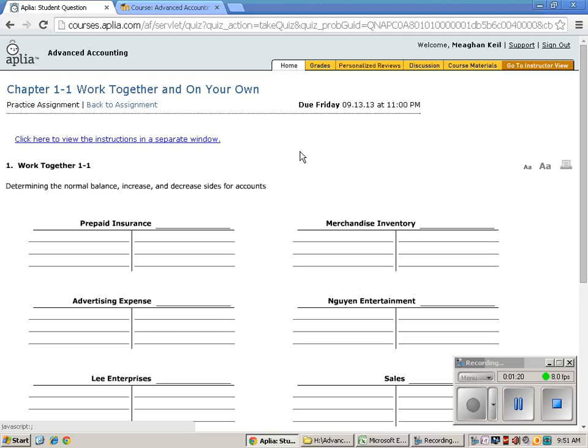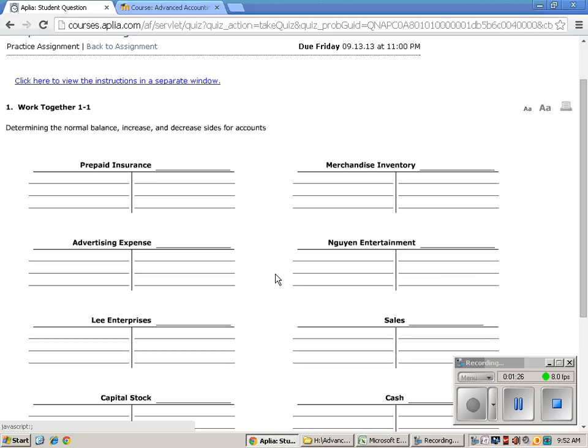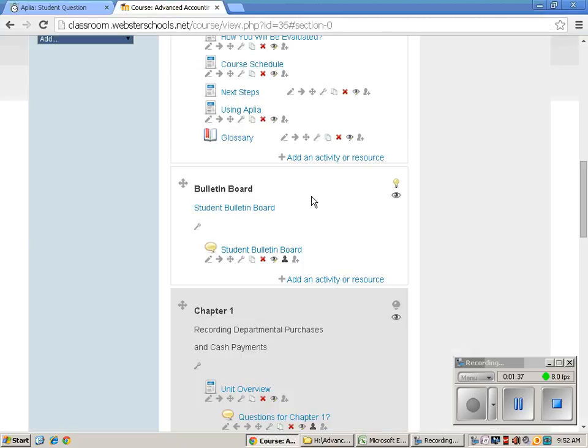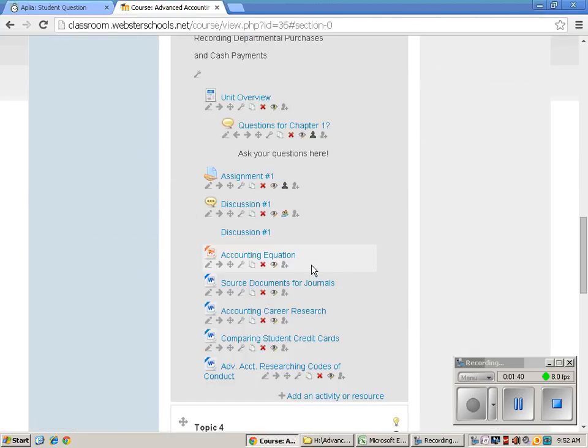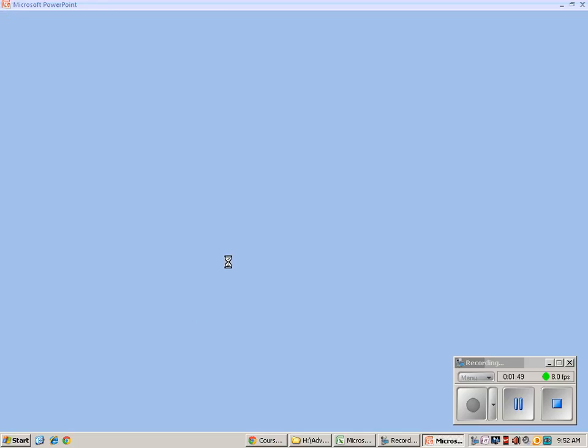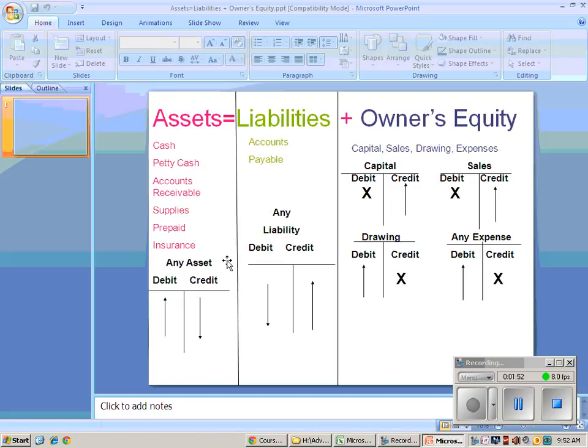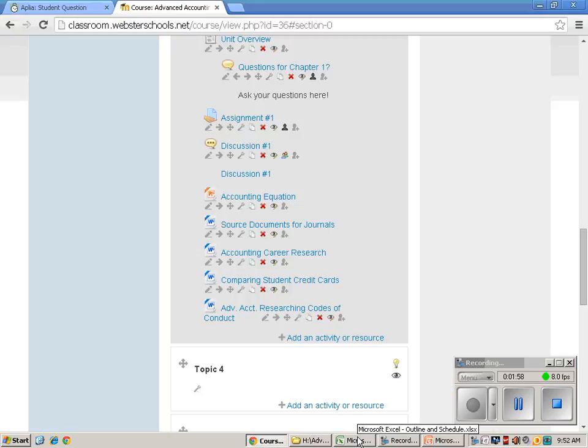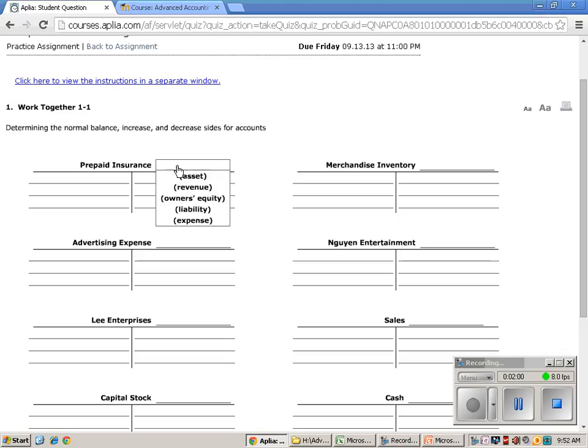Number 1, prepare a T account for each account. Enter the title of the account. Well, that's already been done for us, so we don't have to worry about that. In parentheses to the right of the account title, identify the account as an asset, liability, owner's equity, revenue, or an expense. And again, if you go to Moodle and scroll down under chapter 1 and open up the accounting equation, this will help you out a little bit as well. All right, so let's get back to Aplia. Prepaid insurance is an asset account.